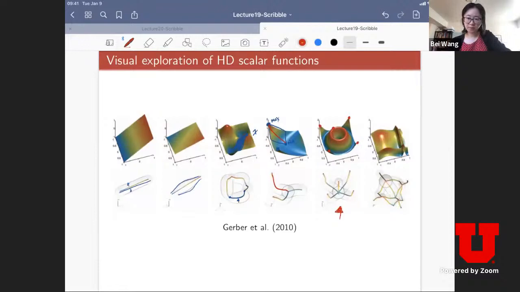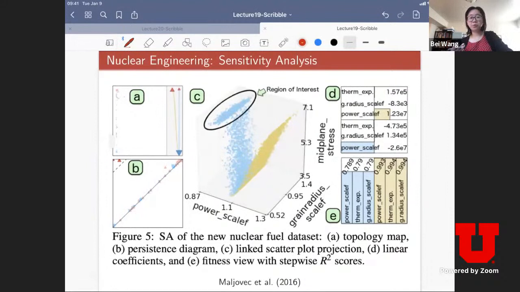So this is an example where we use a very similar framework, but to study a specific data set that arises from nuclear engineering. In this particular case, this is not really that high dimensional. It's a three-dimensional parameter space corresponding to the thermal behavior in a nuclear simulation. So you have three parameters, gradient and power and so on and so forth.